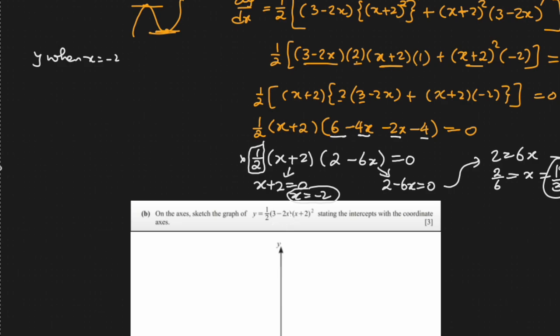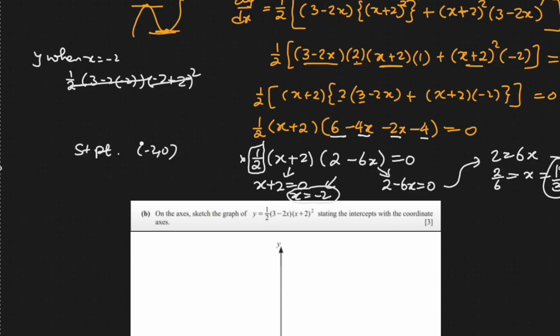So x is equal to minus 2, I'll put it here in this, so it becomes half (3 minus 2 times minus 2), then (minus 2 plus 2) squared. Oh wow. So this becomes 0, this whole thing becomes 0. That means the coordinate of this is minus 2, 0. This is one stationary point. By chance it is the x intercept also.